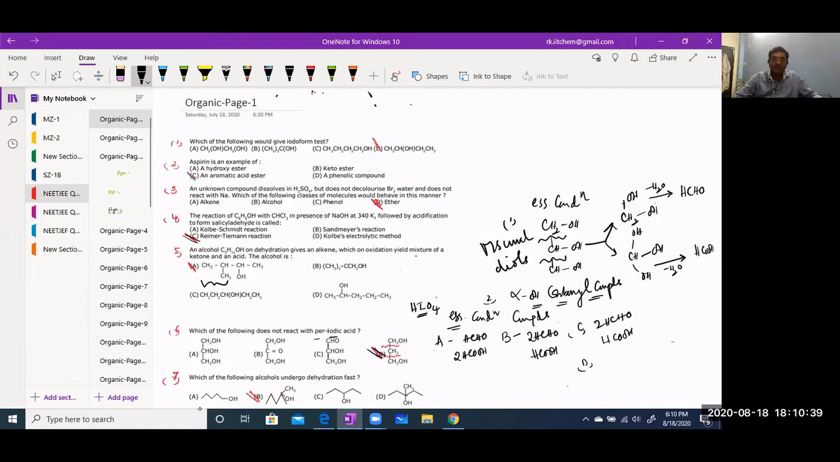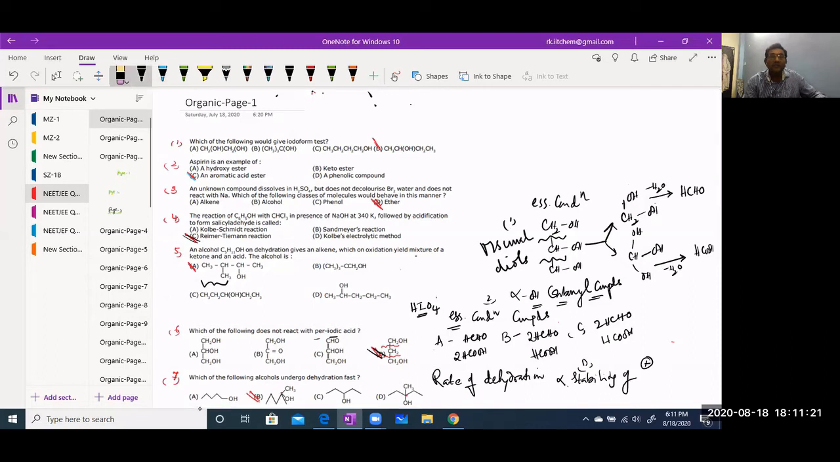Let me do the 7th question. Which of the following alcohols undergo dehydration fast? Dehydration. I'll write down a very simple sentence here. Rate of dehydration is directly proportional to the stability of carbocation. So this is what we are going to see here, stability of carbocation.